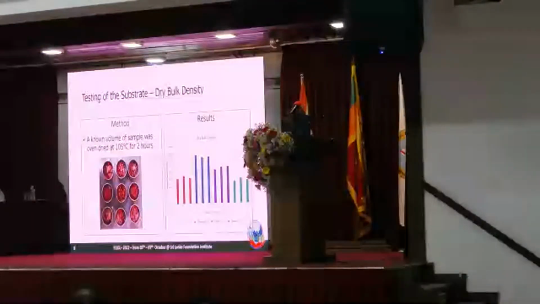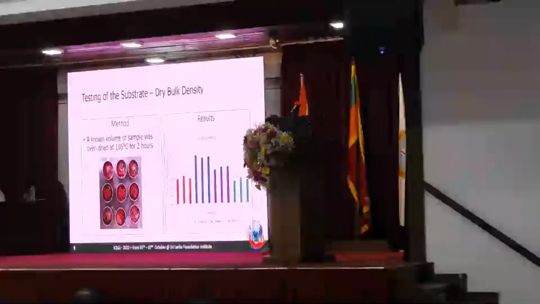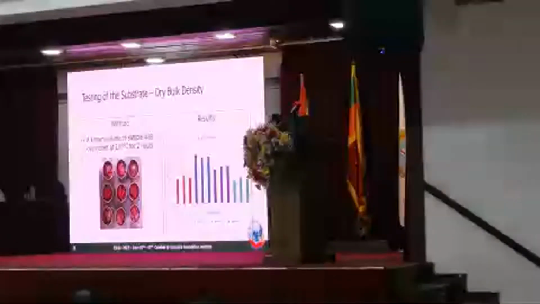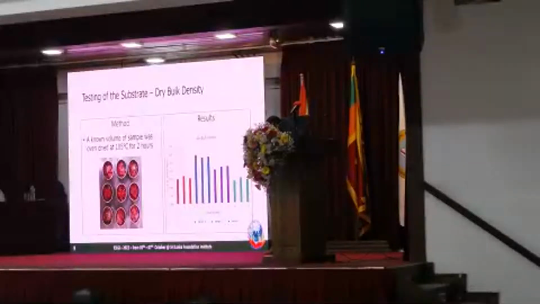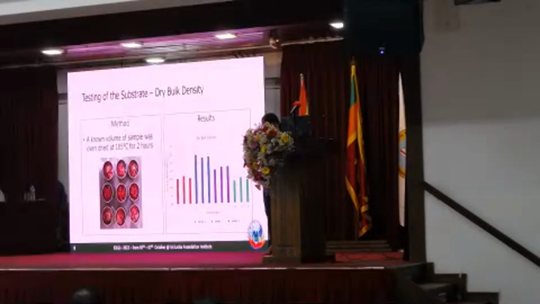So initially, the sample was oven dried at 105 degrees Celsius for 2 hours and the dry bulk density was determined. As you can see here, series 2 had the highest dry bulk density. This is the set of samples that had only sand and no crushed bricks. What we found was that as the crushed brick percentage increased, the dry density reduced. And as you can see in green, that is series 4, which had the highest percentage of crushed bricks, it had the lowest dry bulk density.